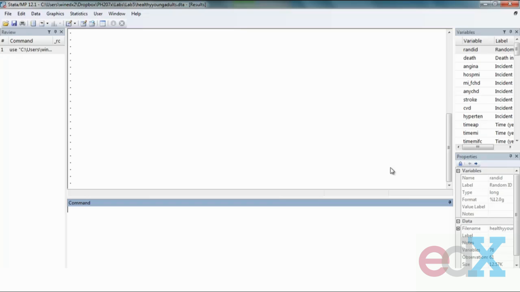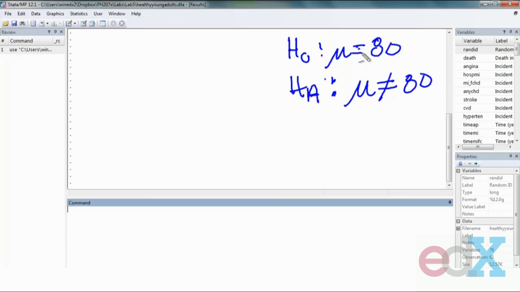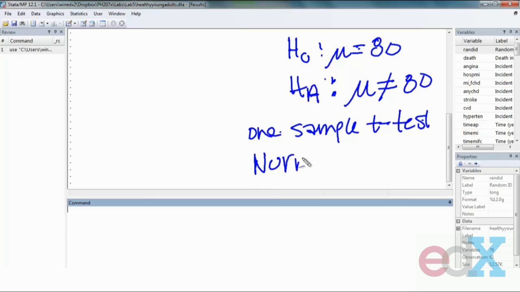Recall that in this example, I'm interested in testing whether the mean heart rate in healthy young adults is equal to 80, and that's 80 beats per minute, versus the alternative hypothesis that mu is not equal to 80. Now to test this hypothesis, I'm using a one-sample t-test, and the reason that I'm doing that is that I don't know the standard deviation of heart rates in my population of interest. So when the standard deviation is unknown, I'm going to use a one-sample t-test.